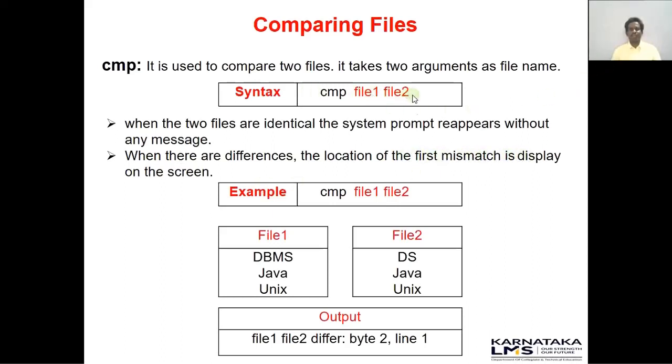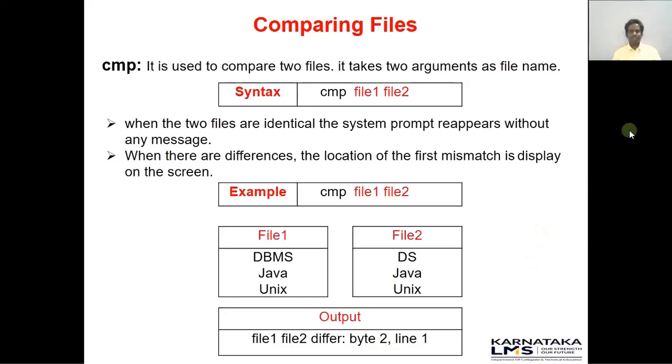Here the two files are compared byte by byte. Consider file 1 that has the content dbms, Java, UNIX, and file 2 has the content ds, Java, UNIX. When we use the command cmp file1 file2, it displays the output: file1 file2 differ: byte 2, line 1. That is, two files are compared and the location of the first mismatch is shown. So here the first byte is equal and the second byte differs, so we get byte 2 line 1.